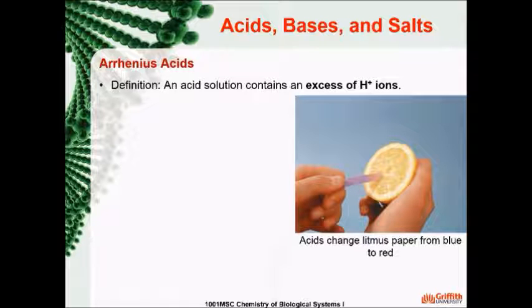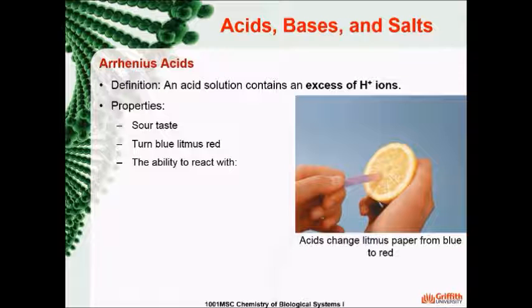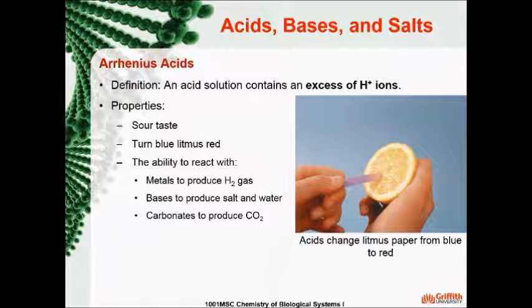The first definition, Arrhenius, is related to aqueous solutions. According to this definition, an acid solution contains an excess of hydrogen ions. Some of the important properties of acid solutions include: they have a sour taste, they turn blue litmus paper red, they are able to react with metals to produce hydrogen gas, bases to produce salt and water, and carbonates to produce CO2.